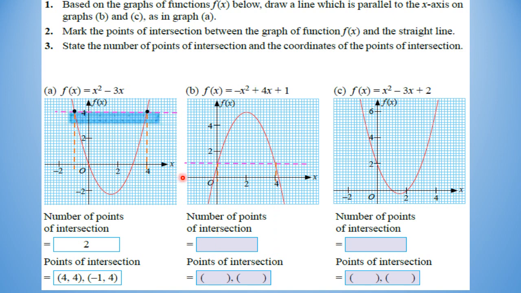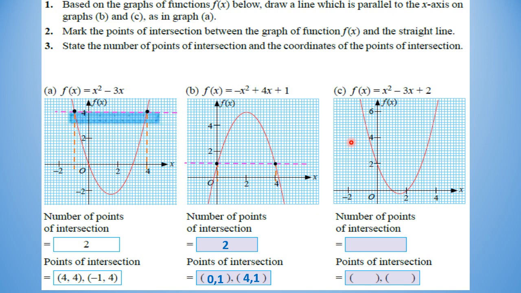And then mark 2 intersection points. The first one at here, and the second one is at here. How many points of intersection? We have 2 points of intersection. And then what are the coordinates? The first one (0, 1), and then the second one is (4, 1). Okay, the last example for this part.